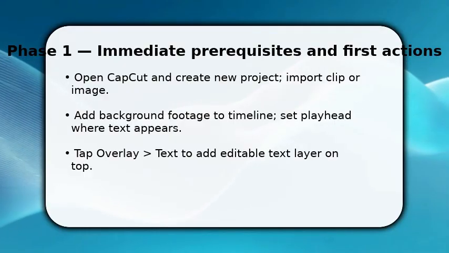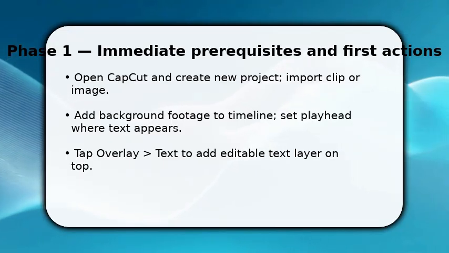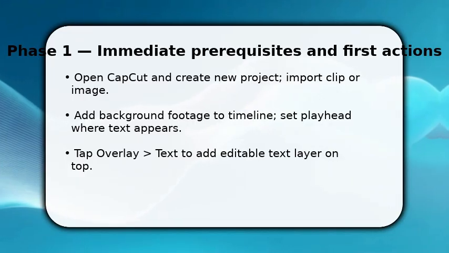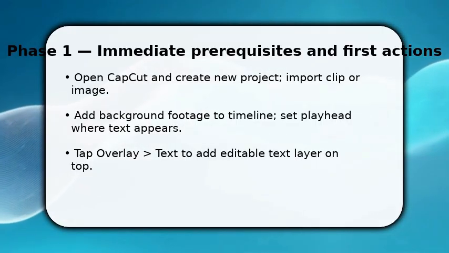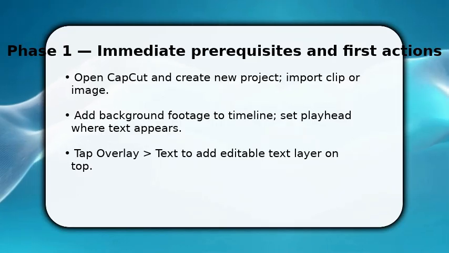You've opened CapCut and imported your media. Now add the text layer where it should appear. First, place your background clip on the main track and position the playhead at the start point. Then tap Overlay and choose Text to insert a new text object. Once added, type your words, pick a font, and roughly size it. This prepares the layer for transparency work. Make sure your text duration matches the clip, because precise alignment saves time in the next steps.